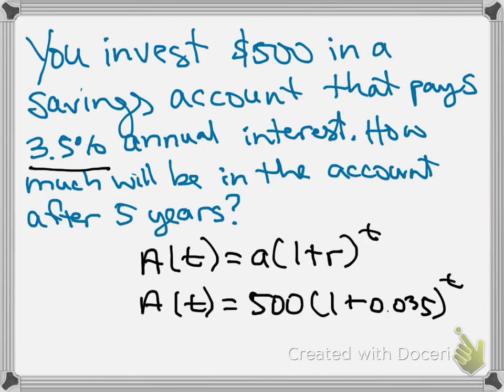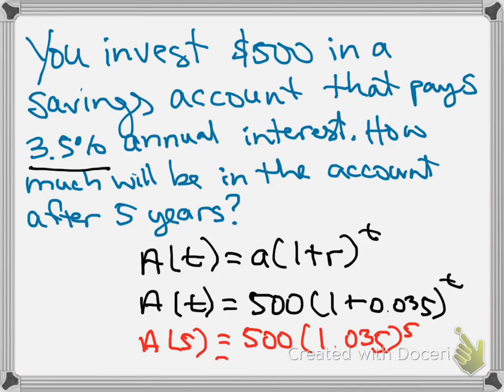Now the specific question that we want to answer is how much will be in the account after 5 years. So we're actually trying to find A of 5 because t is going to equal 5 in this case. So all we have to do now is plug 5 in for t. So this is 1.035 to the 5th power. And when you evaluate this, it turns out that you would have $593.84 in your bank account after 5 years.